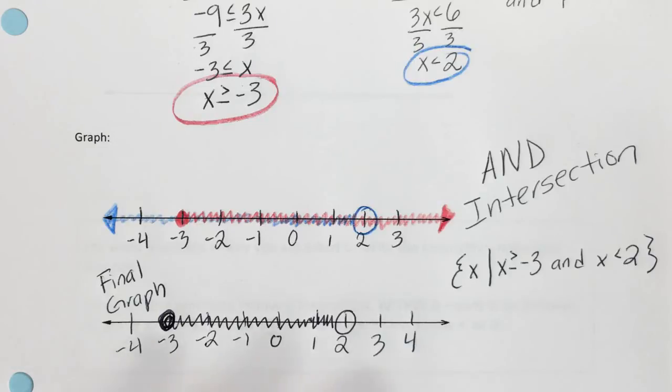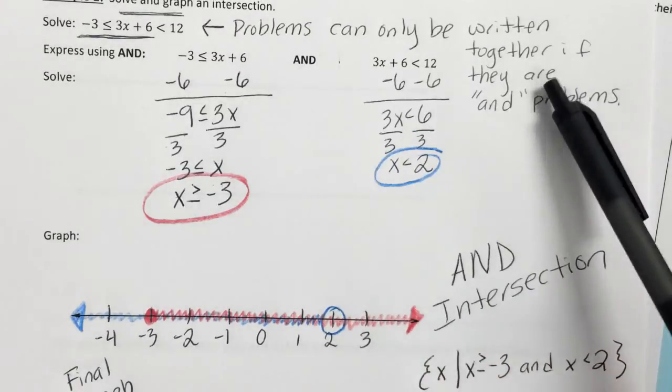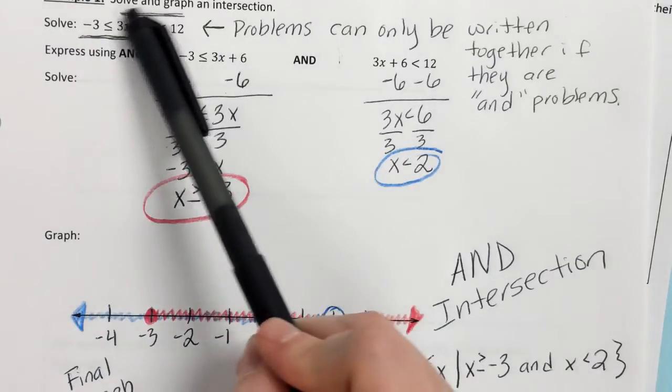So if you remember back towards the top of this paper, you wrote this little note: problems can be written together if they are AND problems. We can go back and kind of squish it together like this.